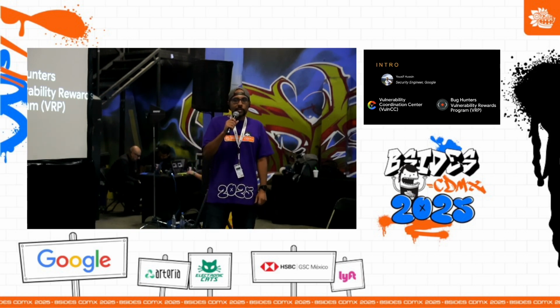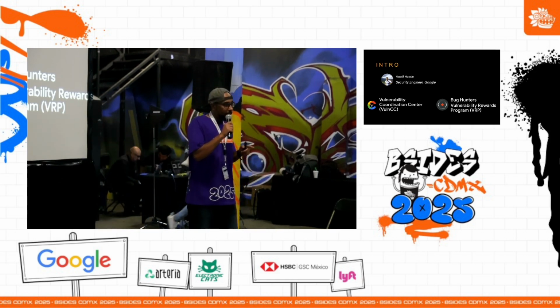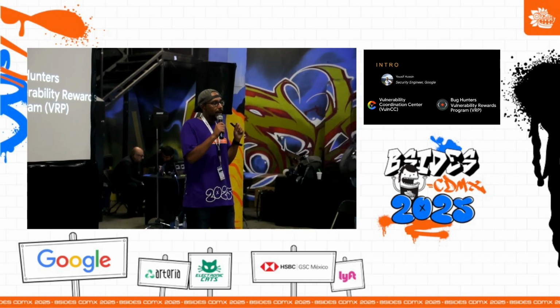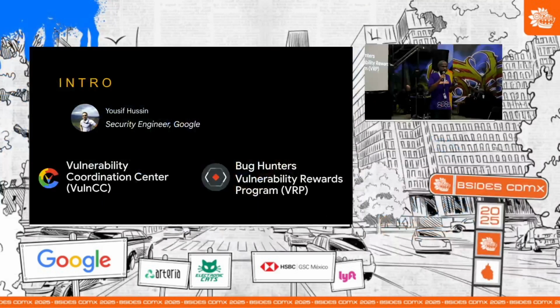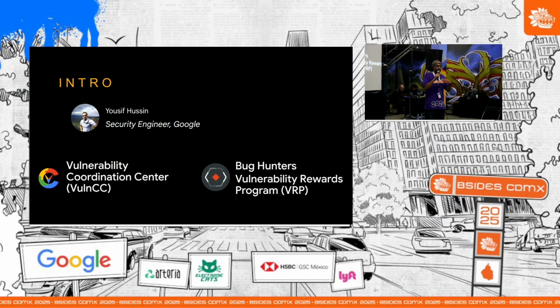And then there is the other team that you might be familiar with, the bug hunter team or the bug bounty program team. Sometimes there are security researchers that find vulnerabilities in Google products and they report them to Google. So when you report a vulnerability in a Google product, it goes to the vulnerability rewards program. I was also part of that team at the same time.